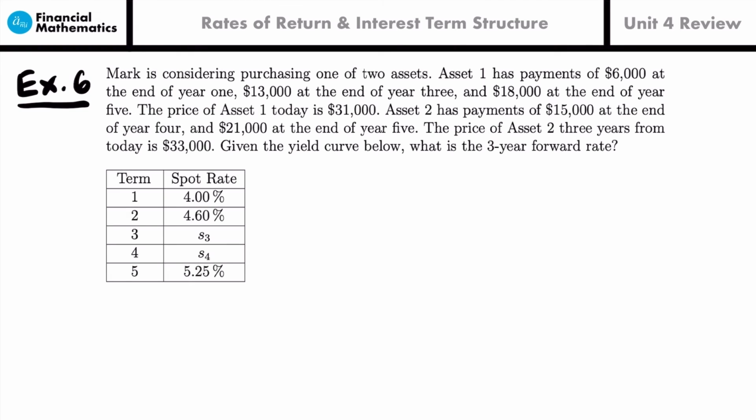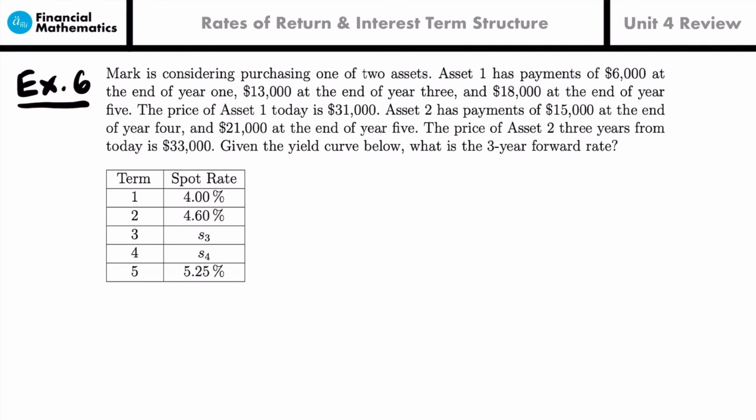All right, but in this problem, we are working with spot rates and forward rates. We've been given this yield curve where we have different term lengths and their respective spot rates, although we don't know all of them. We do know 3 of them, but 2 of them are unknown. That might cause us some issues later on in this problem that we will have to deal with. But for now, it's good to identify that, yes, we're working with spot rates, and we want to find some forward rate that we don't know.